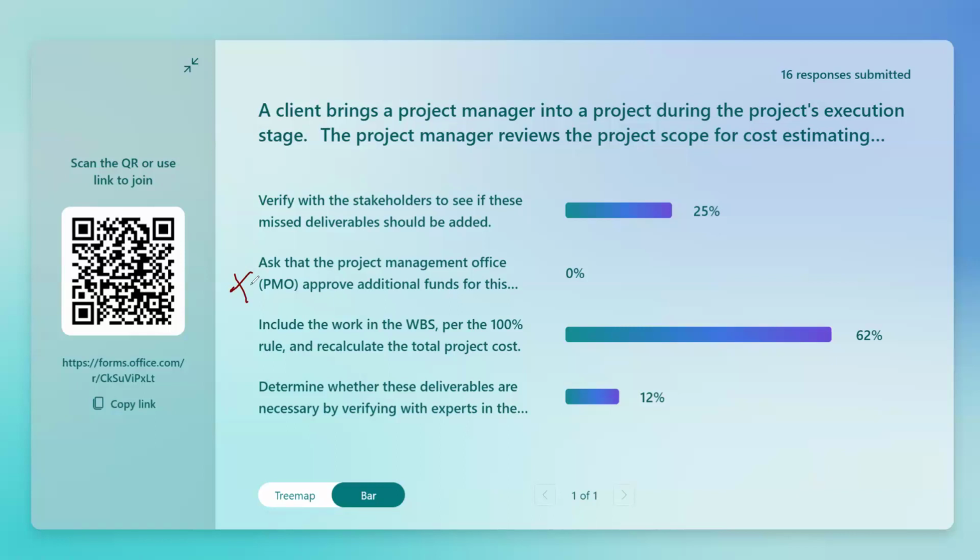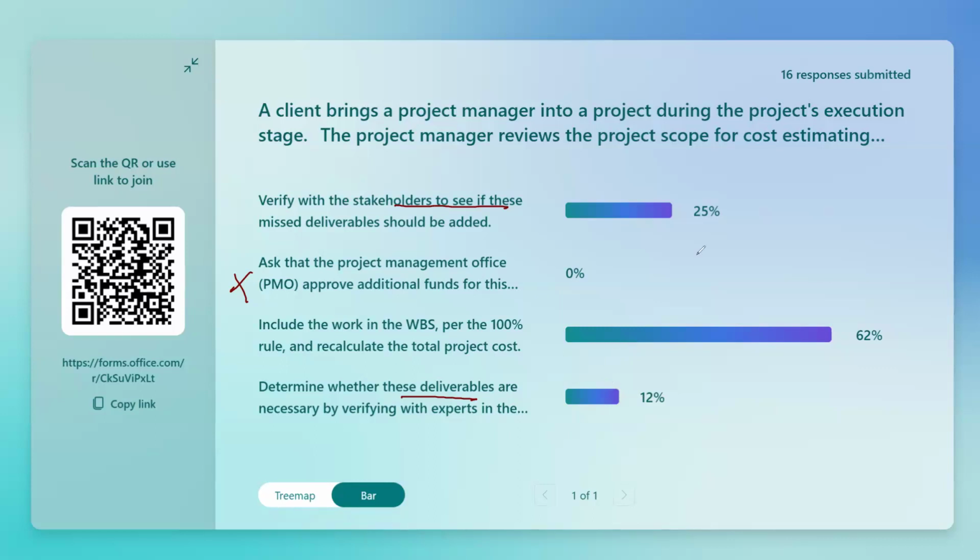So the project manager does not, as soon as they know that the deliverable is missing, go and ask for additional funds. Not yet. You have to, but at a later stage. Determine whether these deliverables are necessary by verifying with experts, and verify with stakeholders to see if these missed deliverables should be added, are almost the same. Stakeholders also can be experts. This can be an answer when you are not sure whether this deliverable has to be a part of the project or this is not a mandated deliverable, etc.